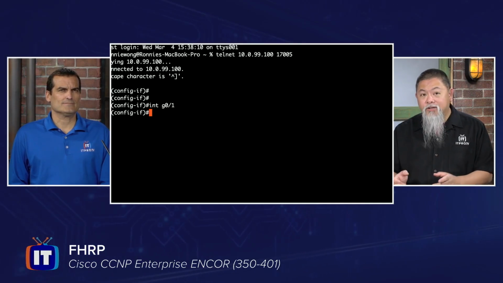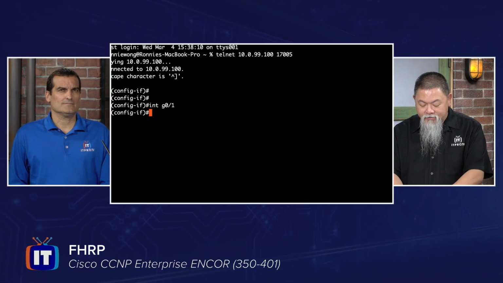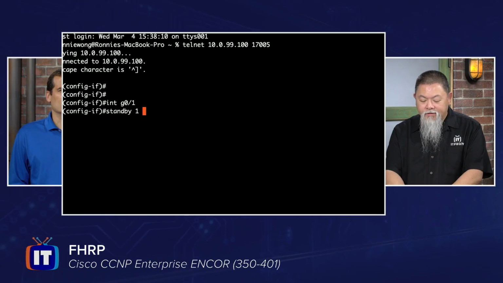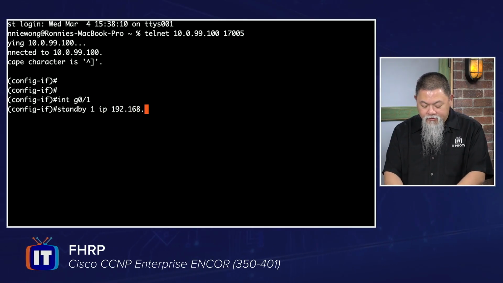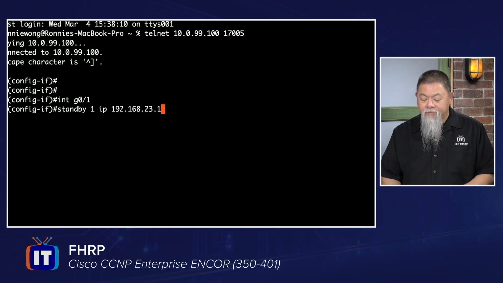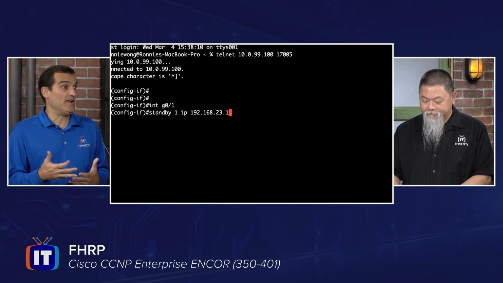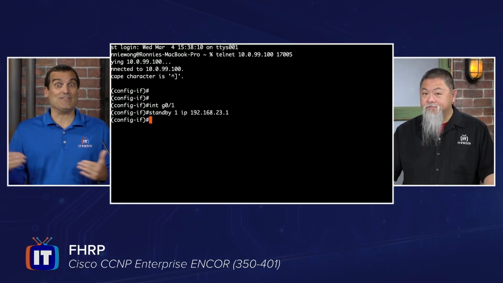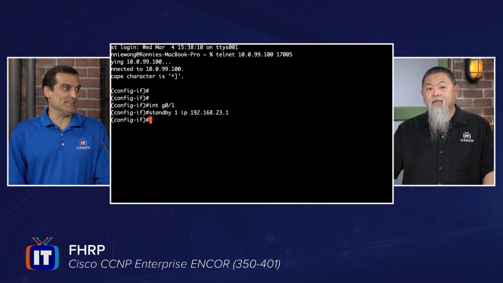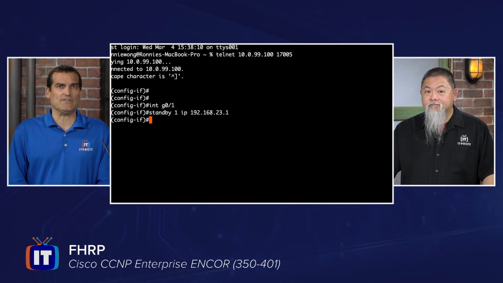So it's essentially that mirrored interface that's facing my LAN at this point. And then the same thing, standby 1 IP 192.168.23. And the group number here is interesting. This is one of those rare cases where the identifier is important. Right. So that does need to match on both these devices. It's not locally significant. Yeah.